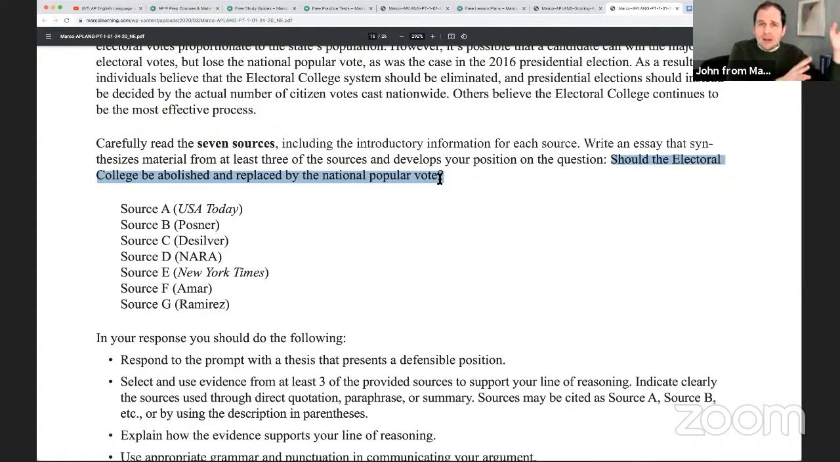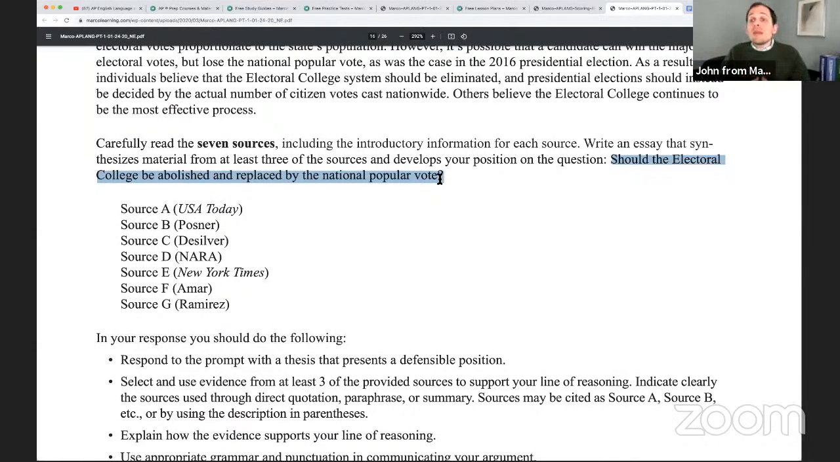Not the whole thing, not the background. I kind of got the Electoral College at first. I want to read this question multiple times so that it's right here front and center. I'm reading the sources with this in mind. Should the Electoral College be abolished and replaced by the national popular vote? Should be abolished and replaced.